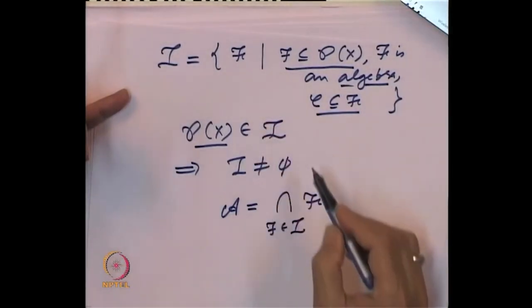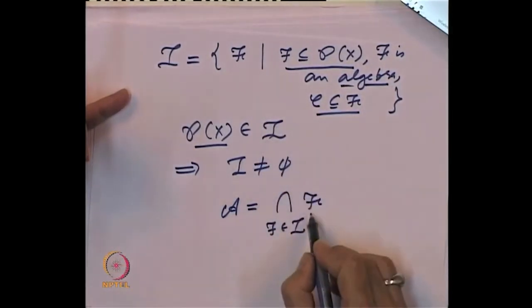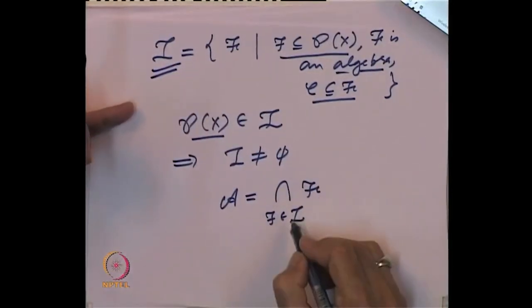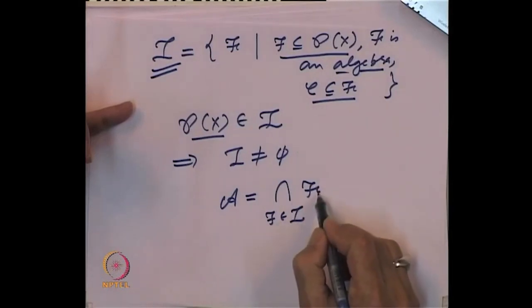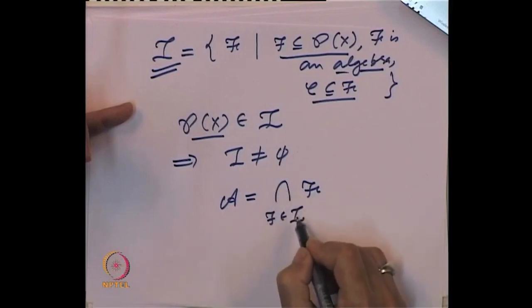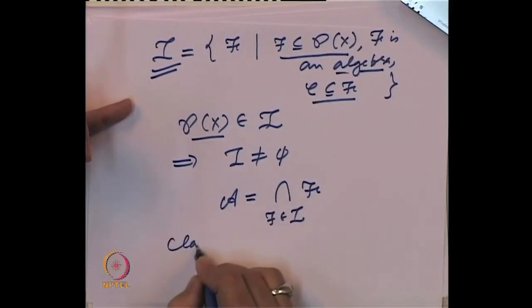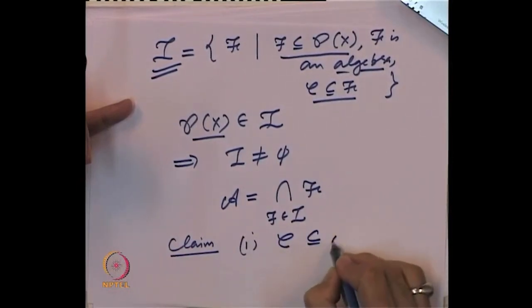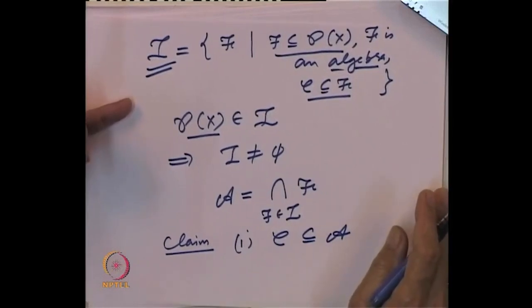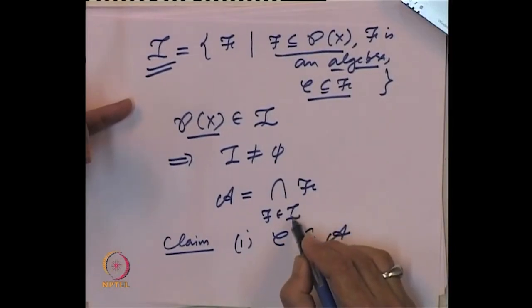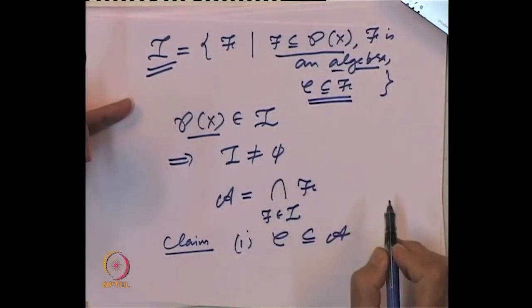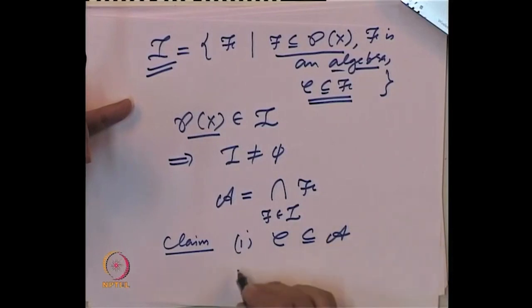So, let us take all the collections in this collection I, all the algebras which are members of this collection, and take their intersections. Keep in mind, each F is a collection of subsets and it is an algebra, and we are taking the intersection of these collections. So, the claim is that, 1, C is a subset of this collection A, which is obvious because the collection I of all the algebras F has that property, C is a subset of each member. So, this property is obvious.